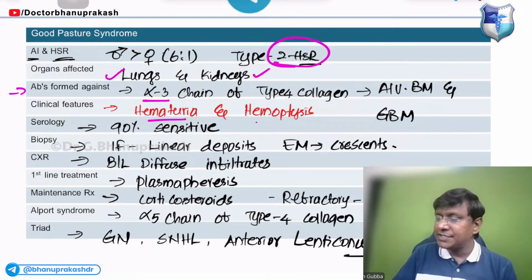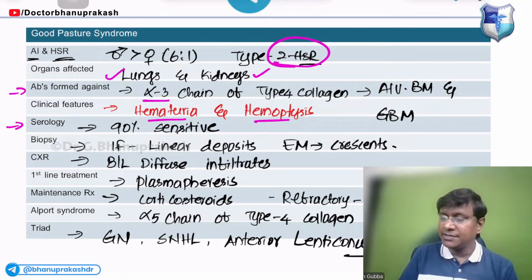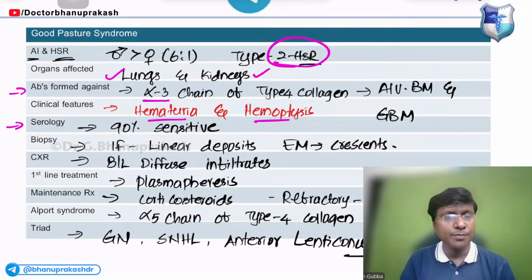And the clinical features that you will have are mainly hematuria as well as hemoptysis. These are the clinical features that you come across in patients with Goodpasture syndrome. And if you take the serology in patients with Goodpasture syndrome, you have the presence of the antibodies.